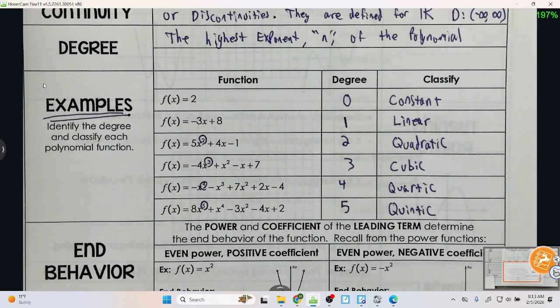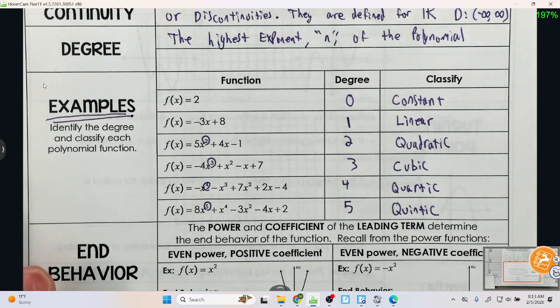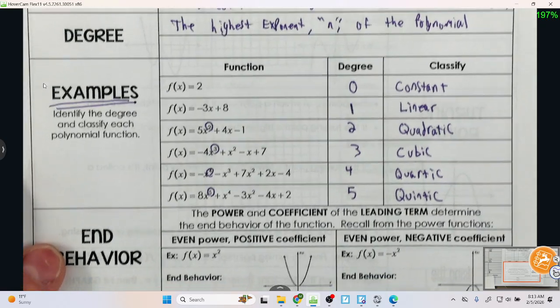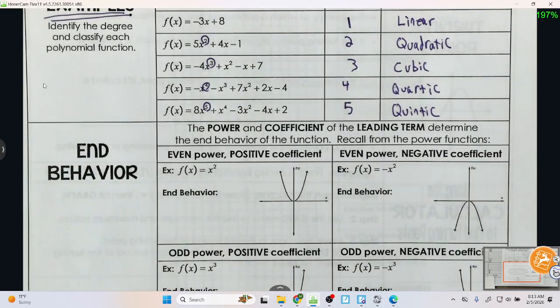We want to talk a little bit about the end behavior of polynomials. This is a pretty easy thing, but it's easy to overlook. It's one of those things that's sort of easy, and that makes it hard. I don't know if that makes any sense. You know what I'm saying?